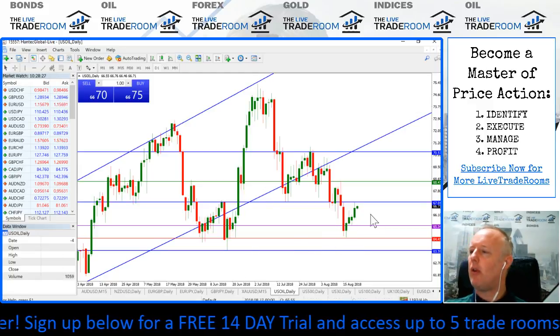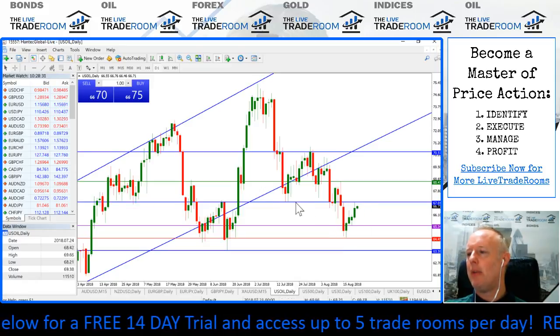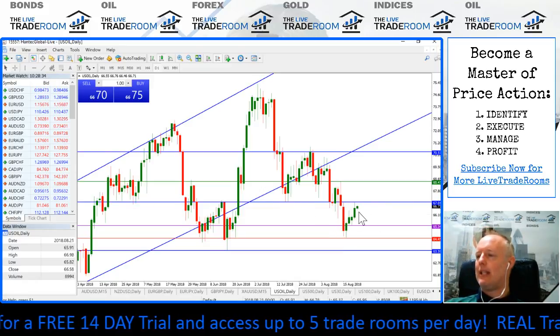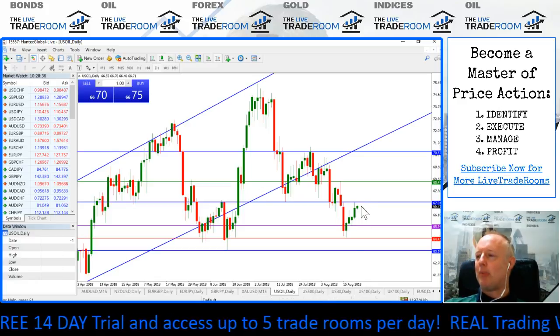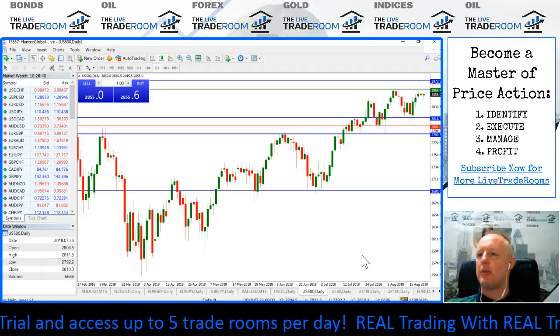Moving on to the US oil, it's still threatening to push higher. As you can see, we do have resistance around the $67 level. Let's see how price behaves around that, but certainly right now it doesn't give us a fantastic opportunity.